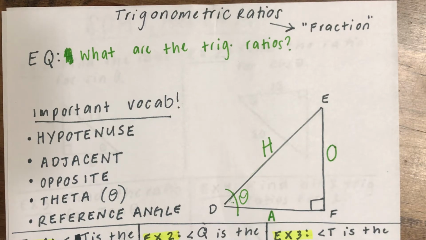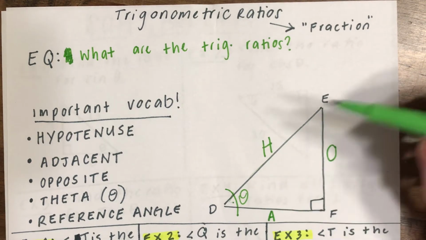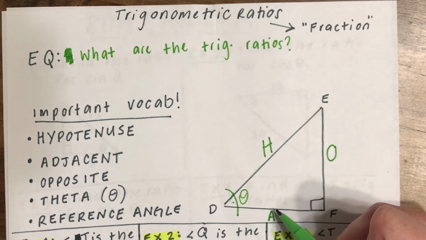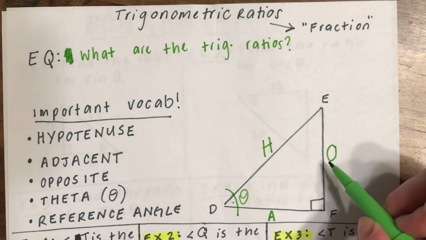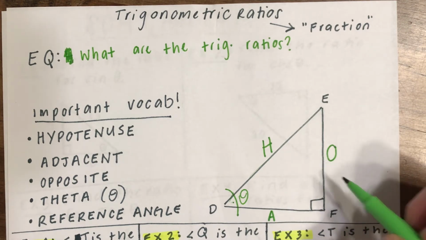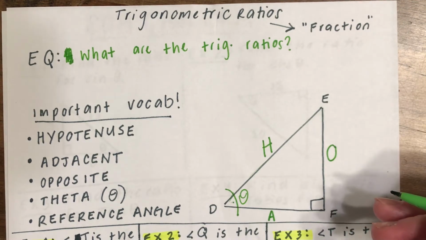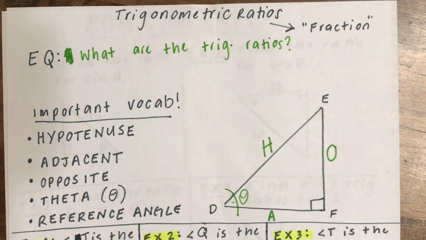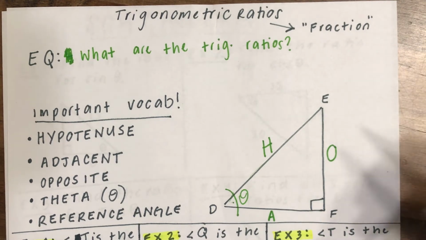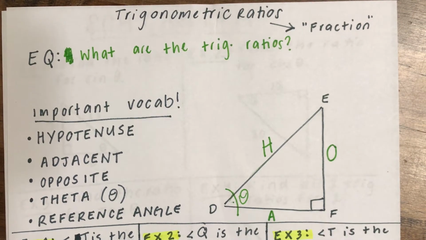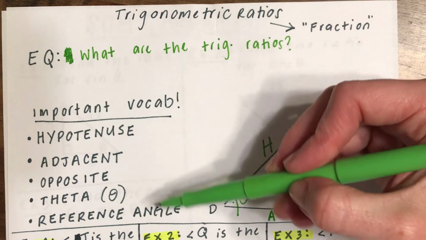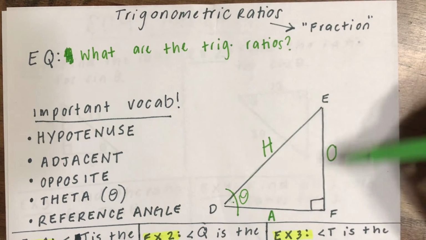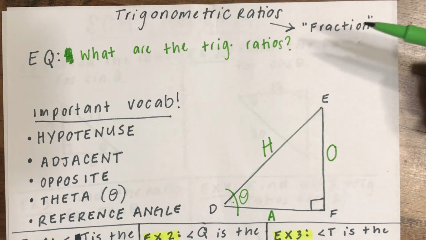Let's say that instead of choosing angle D for the reference angle, we decided to put it up here at angle E. That would mean that the O and the A would flip-flop. The opposite side would now be down here on DF, and the adjacent side would be at EF. The reason that we learn these things is because these ratios between these sides are the trigonometric ratios. Before we jump into that, again, I would pause the video, make sure you are very clear on what the definitions of those words are. We are going to go ahead and practice labeling our triangle based off a given reference angle.